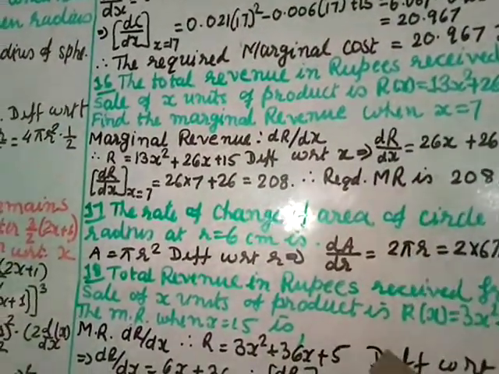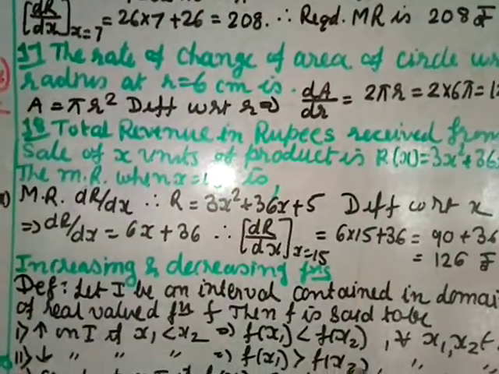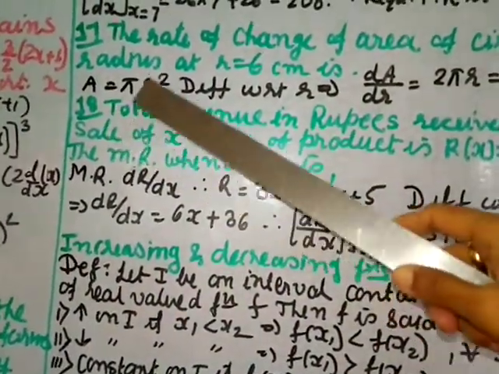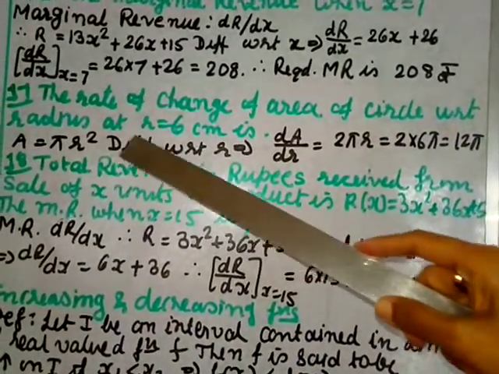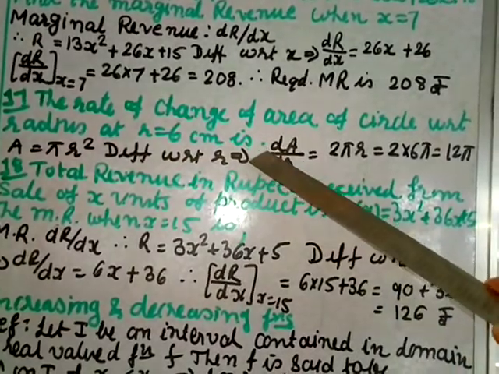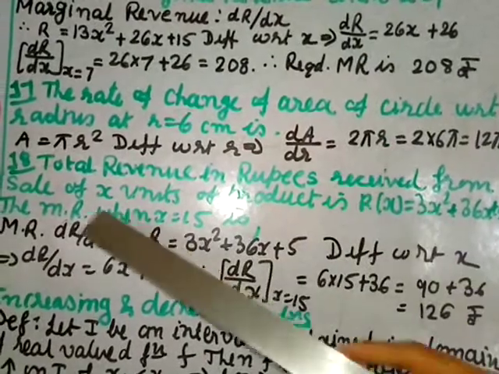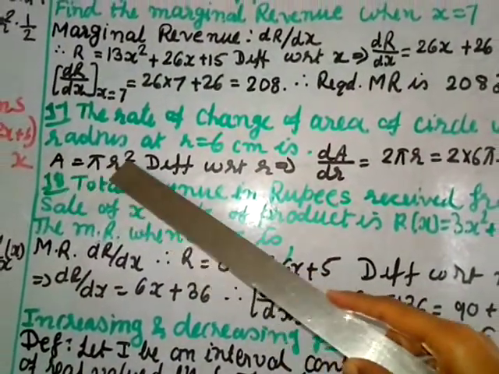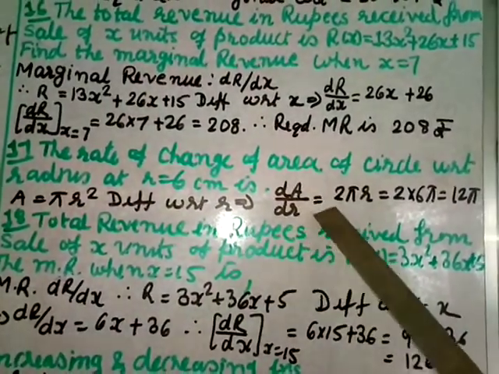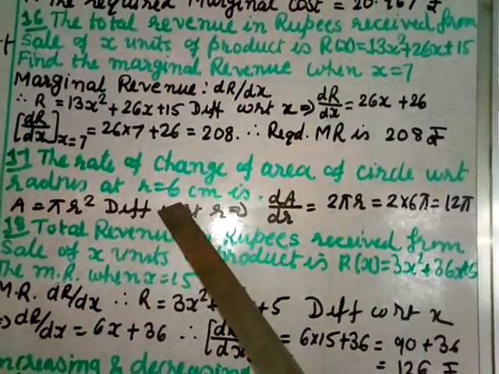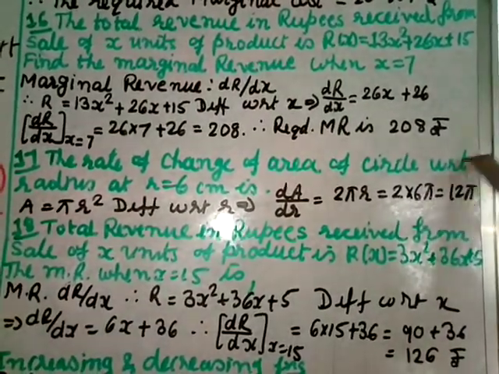Question number 17 and 18, you have to choose the correct option. Question number 17: the rate of change of area of a circle with respect to radius at r equal to 6 centimeter is. They have given us 4 options. I am not writing the options directly, I am solving. The area of the circle is A equal to pi r square. With respect to r, differentiate, dA by dr is equal to 2 pi r, and when r is equal to 6, 2 into 6 is 12 pi. So the correct option is 12 pi.